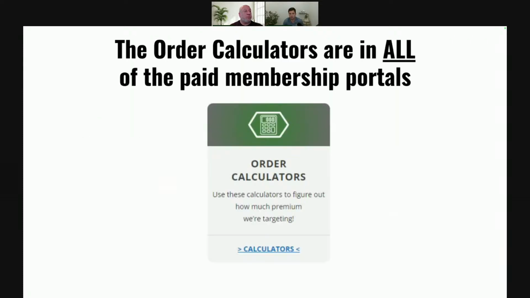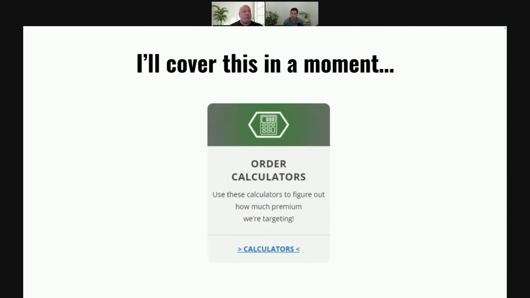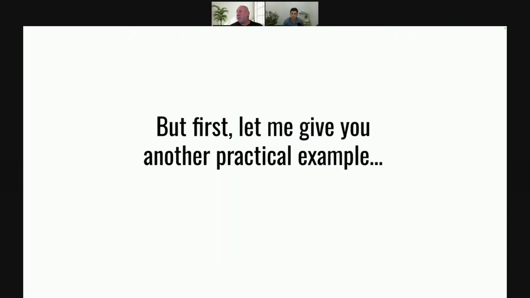So how can you calculate the risk to reward? Well, the order calculators are in all of the paid membership portals. It's in the opening playbook portal. Nate made a very cool one for us, and we'll cover that here in a moment when we do a couple live trades. But first, let me give you another practical example.